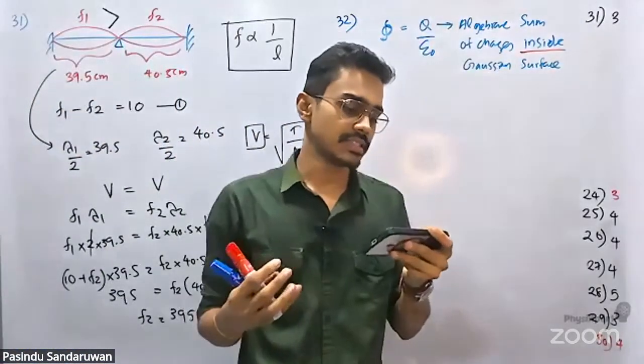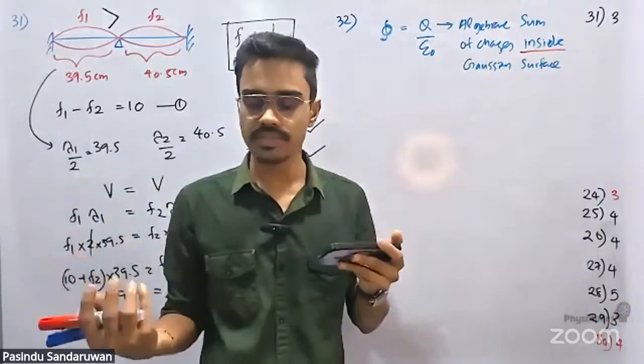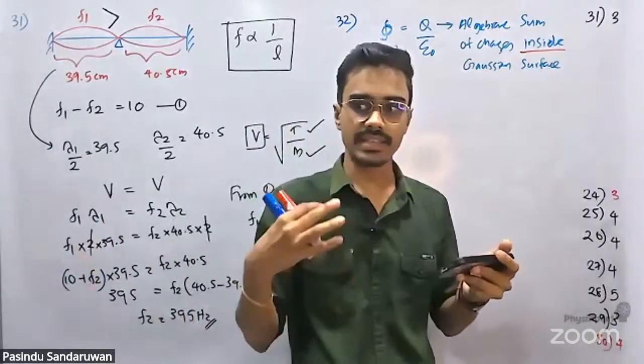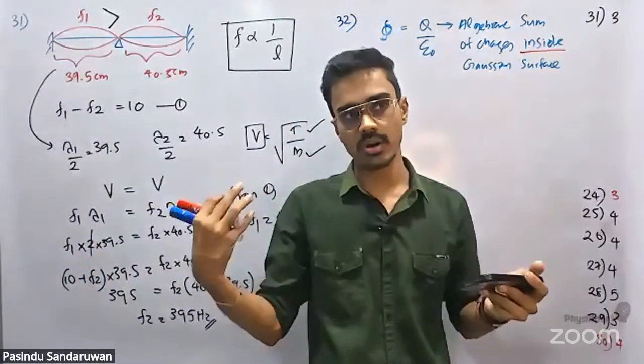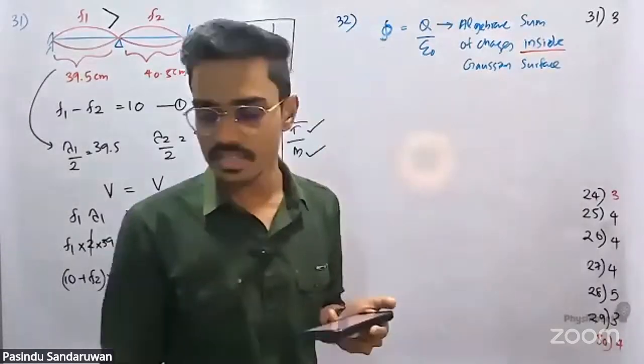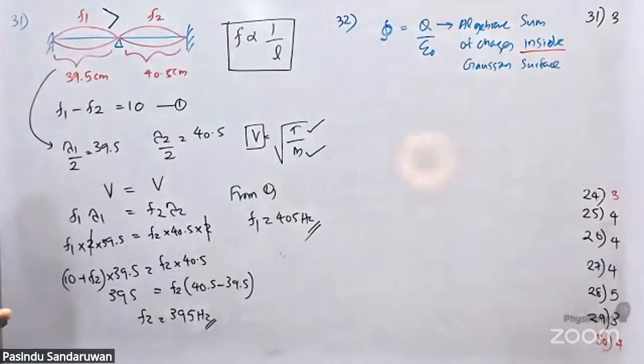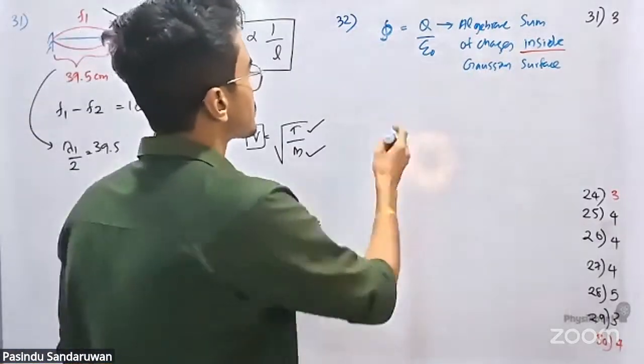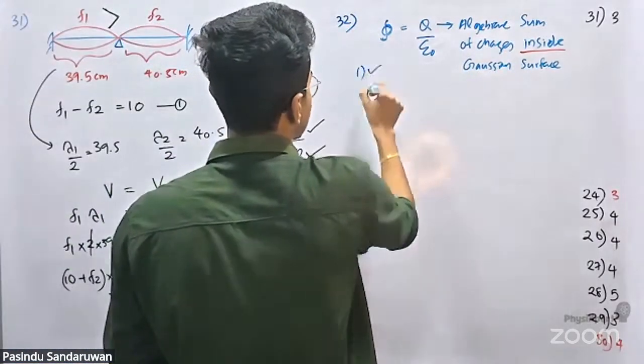Then what's the first one? The net flux is zero when the charge is taken out from the cube. Yes, because now the cube is acting as the Gaussian surface. If the charge is taken out, it becomes zero. One is correct.